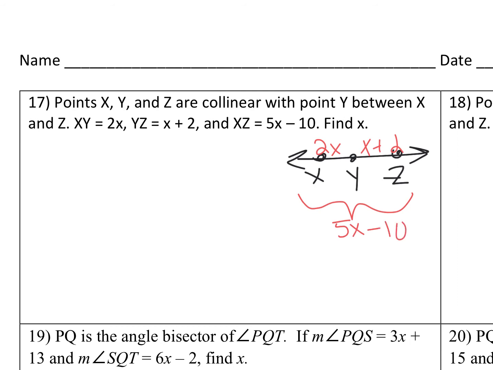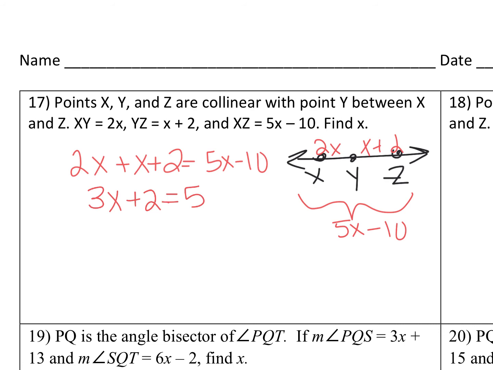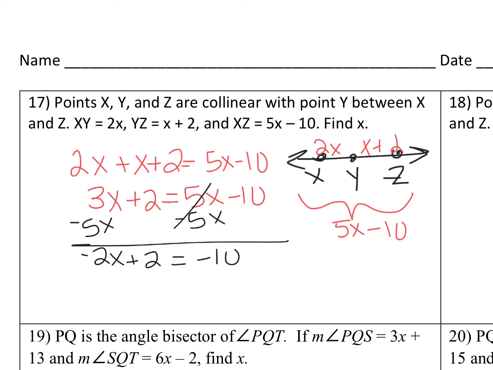Okay, so if I add these 2 pieces together, 2x plus x plus 2, it should equal the whole line. So it's going to equal 5x minus 10. And our goal is just to solve it. Go ahead and add like terms, 2x plus 1x. Okay, we can move our variables to the left. Then we're going to move our constants, our numbers, to the right.